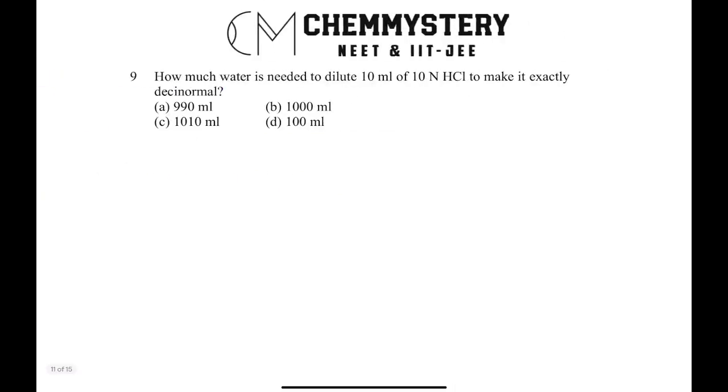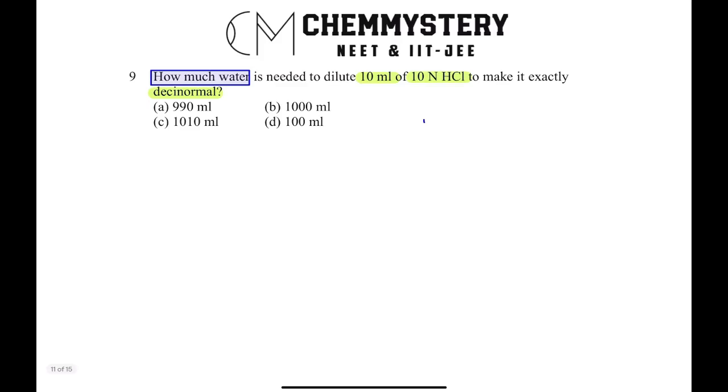Fine. Next one. How much water is needed to dilute 10 ml of 10 normal HCl to make it exactly decinormal? So you need to calculate how much water. What they're asking: you have a solution of HCl whose volume is 10 ml and normality is 10 normal. This is the HCl solution you are having.